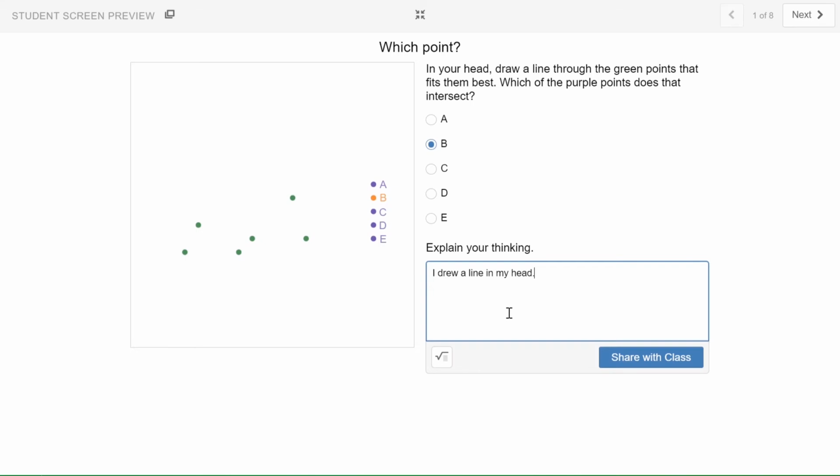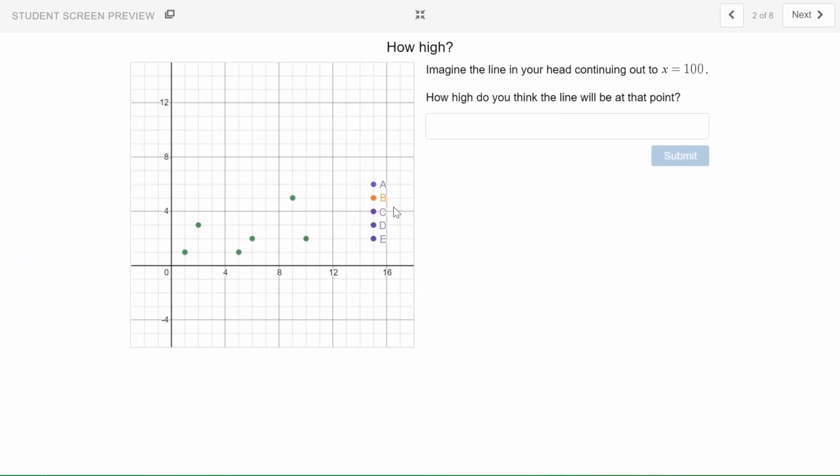All right. On this next screen, it says, imagine that the line that you drew in your head continues out to x equals 100. How high do you think the line will be at that point? Well, at this point here, which is about 15, it has a height of 5. And it's probably not going to go right through 0, 0, but I'd imagine that it's going to go up a pretty decent amount. So maybe 15 is about 1/6 of 100, so maybe 6 times higher. That's going to be my guess, so I'm going to say 30. Let's see how that goes.